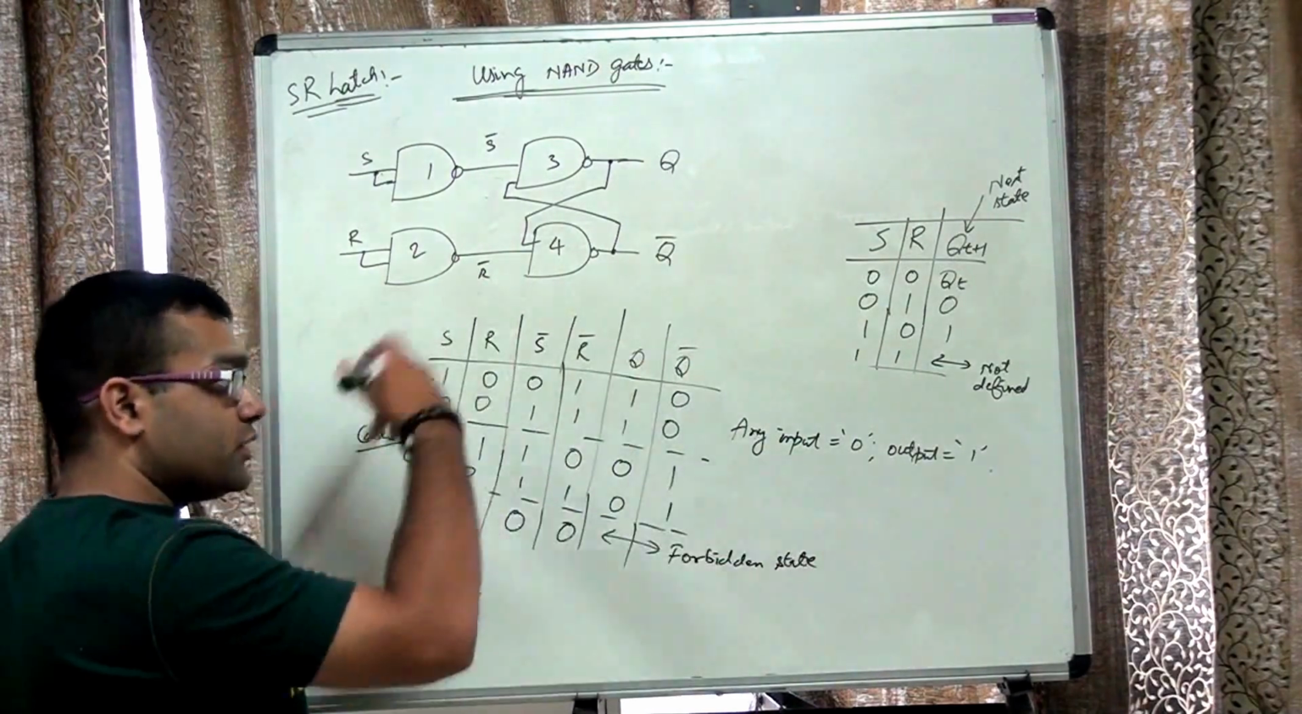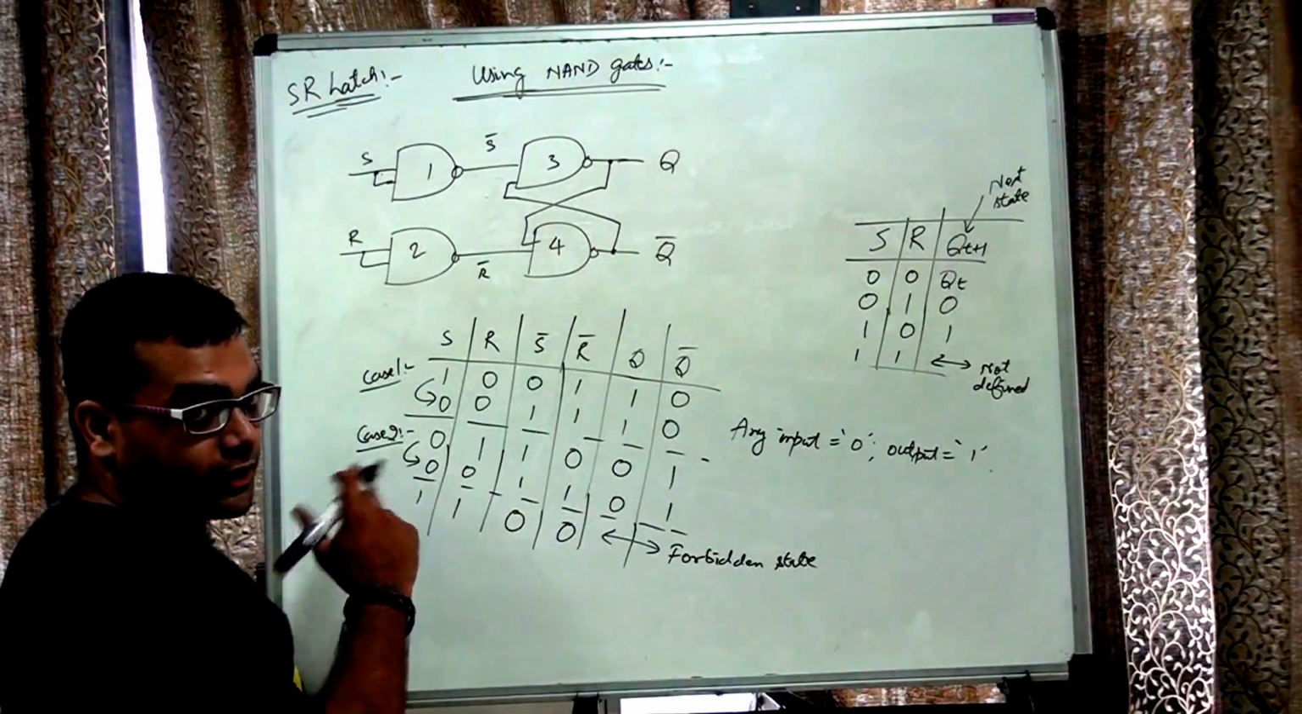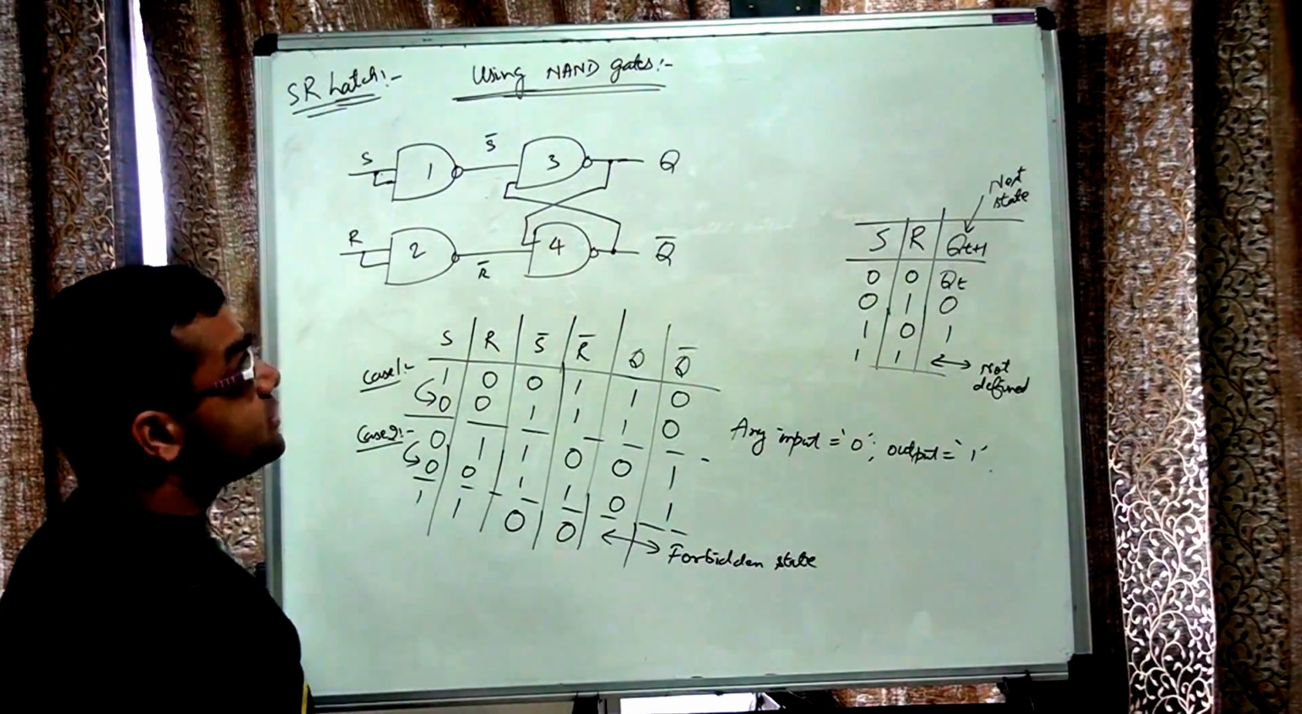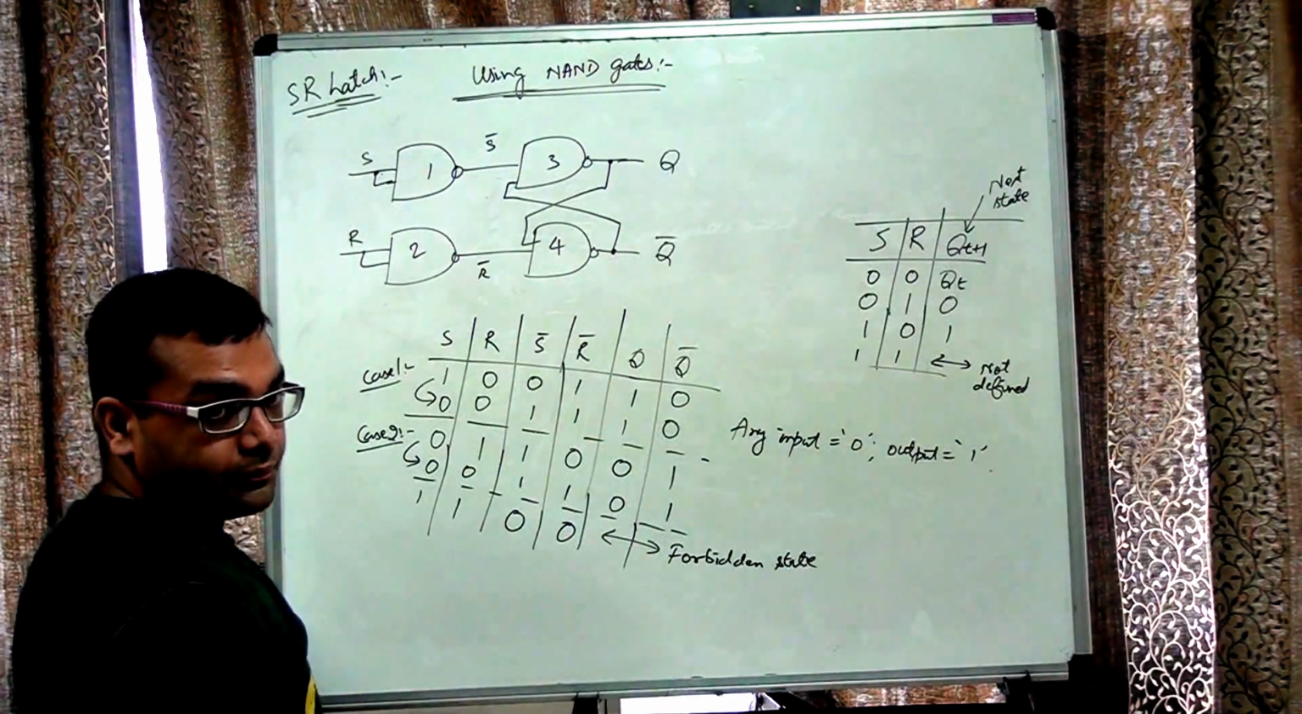Alright, so again you can see and you can match in the previous case also and here also, our truth tables are exactly the same and the two circuits behave in exactly the same manner.